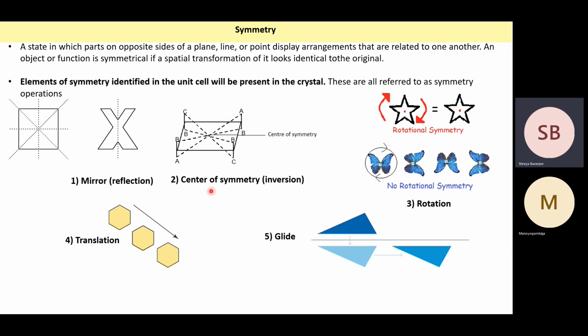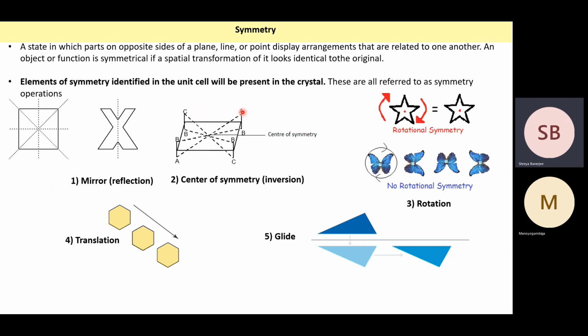The next symmetry element is called a center of symmetry or inversion symmetry. Basically, this point that I'm showing is the center of symmetry. The concept is that suppose I start from C. If I pass through the center of symmetry, I should find the same atom C at an equal distance on the opposite side of the center of symmetry.